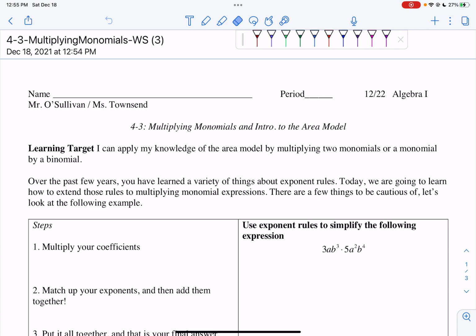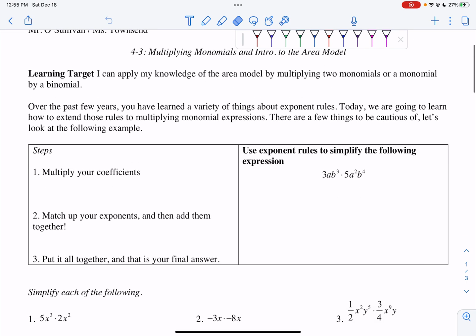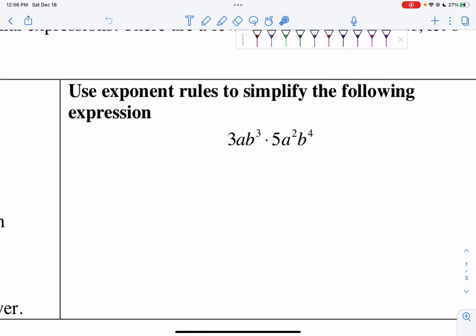Use exponent rules to simplify the following expression. If you look, we are multiplying two monomials together. We want to multiply 3ab to the third and 5a squared b to the fourth. One thing I do before I even do the problem is look to see if any of my variables are missing an exponent. This a right here is missing an exponent, so I'm going to put a 1 right there.